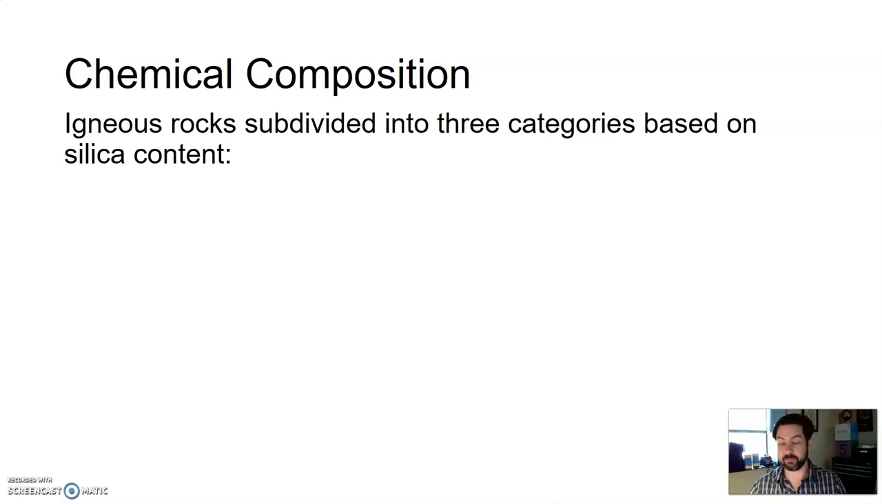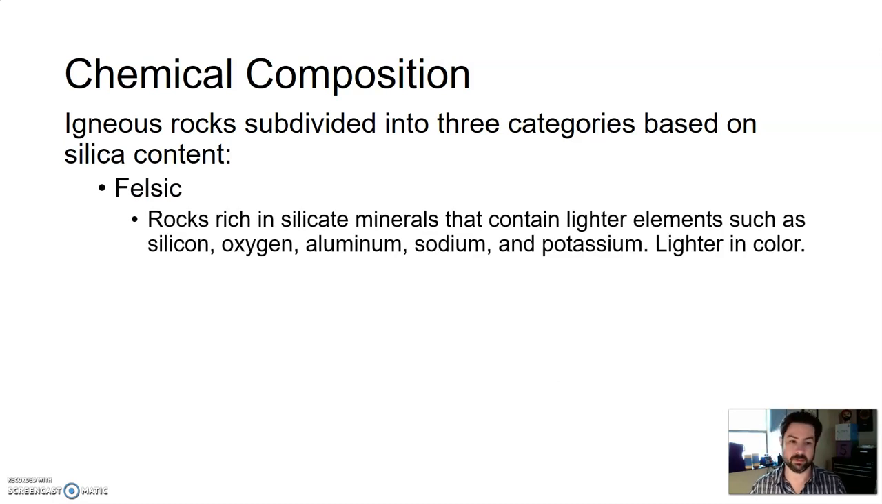So igneous rocks are further subdivided based on chemical composition, and a lot of it's tied to silica content, how much or how little silica, quartz, amongst other things, is in these. I mentioned some of these terms back in the previous section, but a felsic igneous rock is a rock rich in silicate minerals that contain lighter elements such as silicon, oxygen, aluminum, sodium, and potassium.